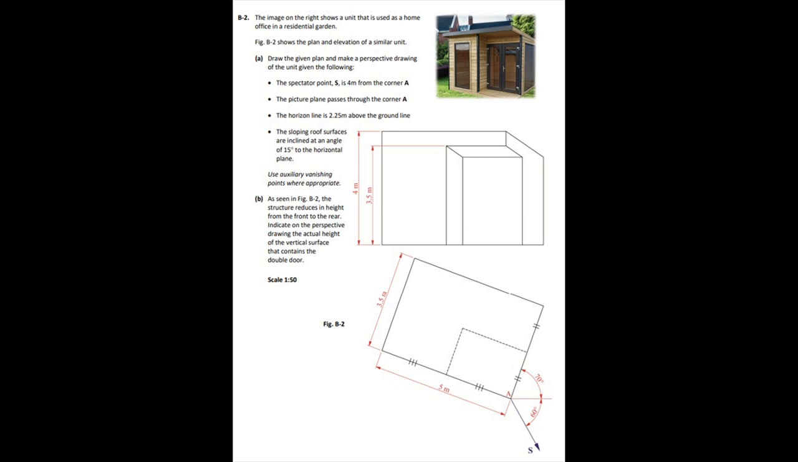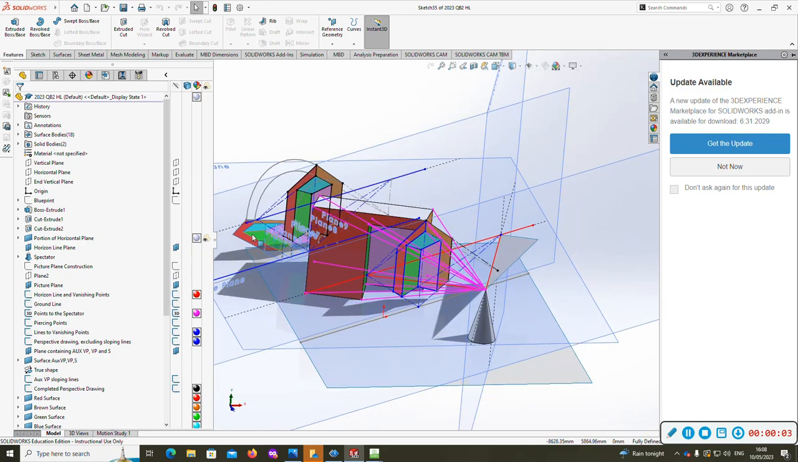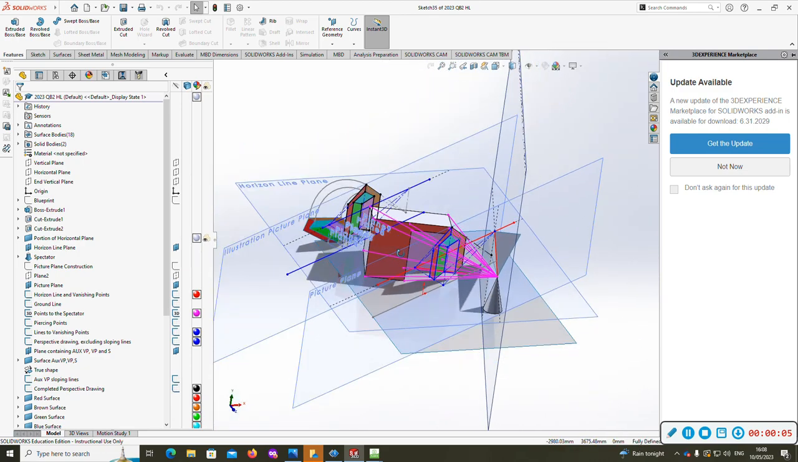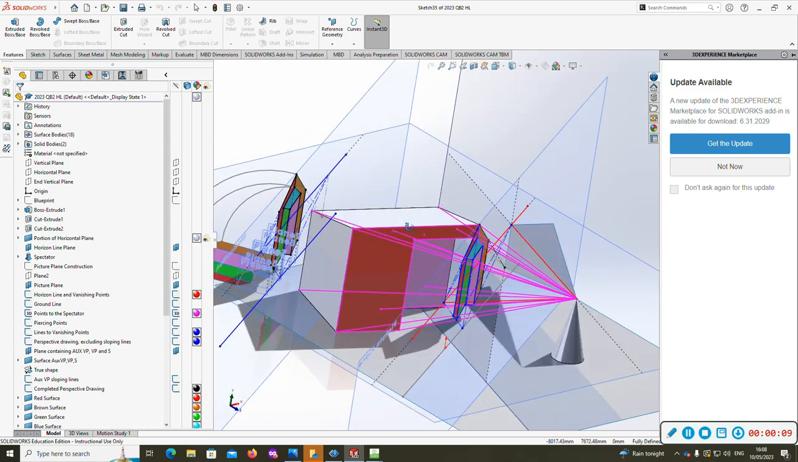So welcome to 2023 question B2 of the mock exams. We've got a perspective question of an outdoor home office that we're going to show in perspective. So this is a short little part on what the question actually looks like that we're doing. And there's the 3D model.